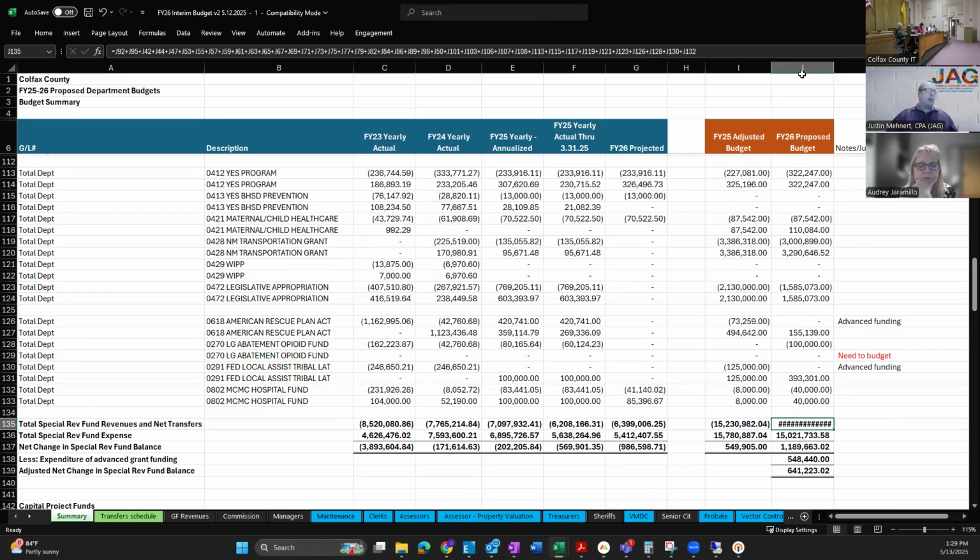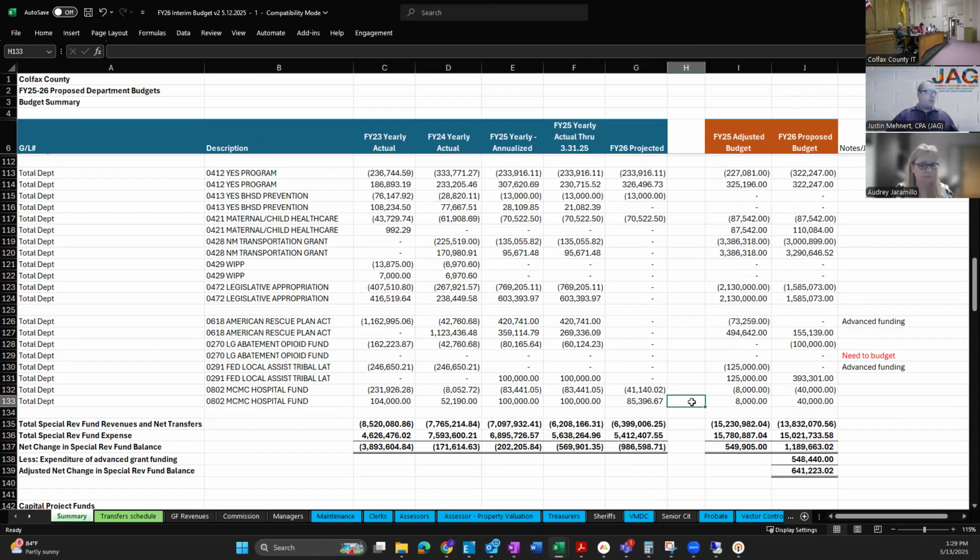So a lot of those are reimbursement basis, they're self-funding. Others, like some of these federal funds, were advanced funding. So that's the reason for really most of the deficit in the special revenue funds here. We've subtracted out the opioid, ARPA, and local assistance tribal, the LITCF fund, which were advanced funded.